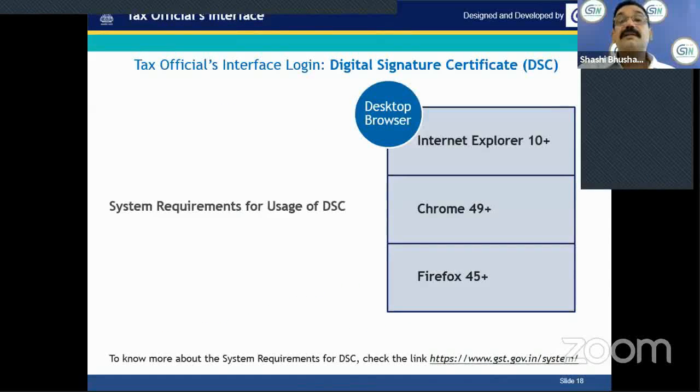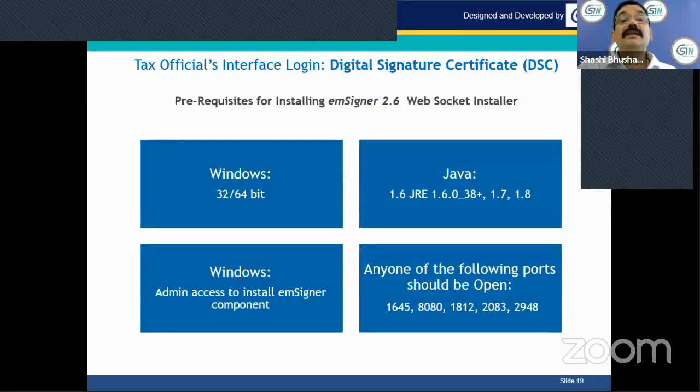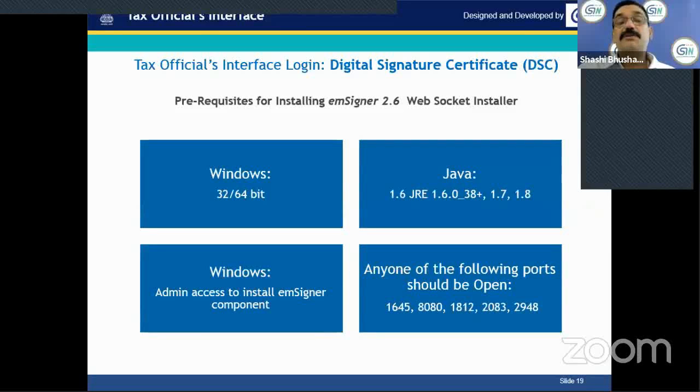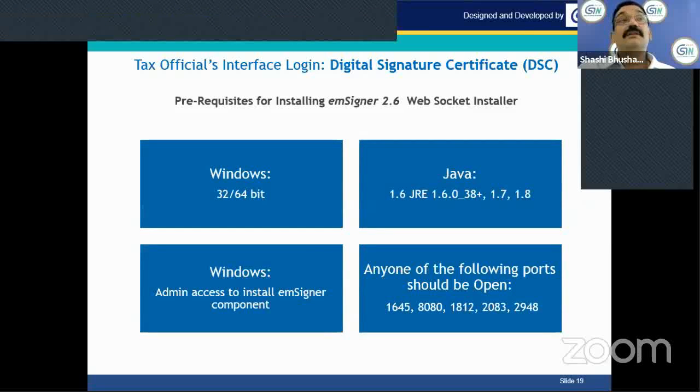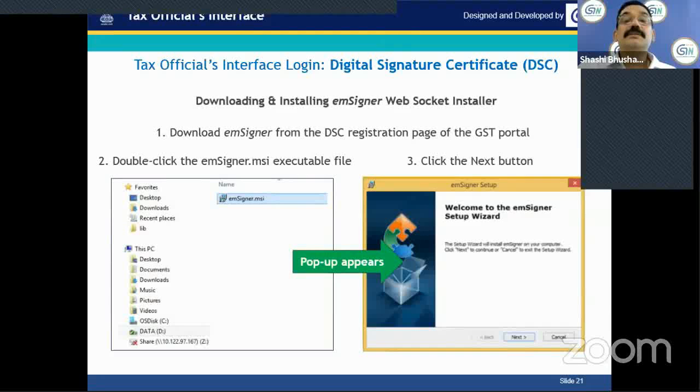To apply for DSC, you need to have Internet Explorer, Chrome 49 or Firefox browsers installed, either of them, on your desktop. And then you have to have a Windows operating system, a 32-bit or 64-bit machine, then Java, JRE installed, and admin access to install EM Signer. And the following ports need to be open: 1645, 8080, 1812, 2220, 8329, 48. And one has to go to the DSC site and download EM Signer 2.6 and install it on his computer, basically to complete the signing process.